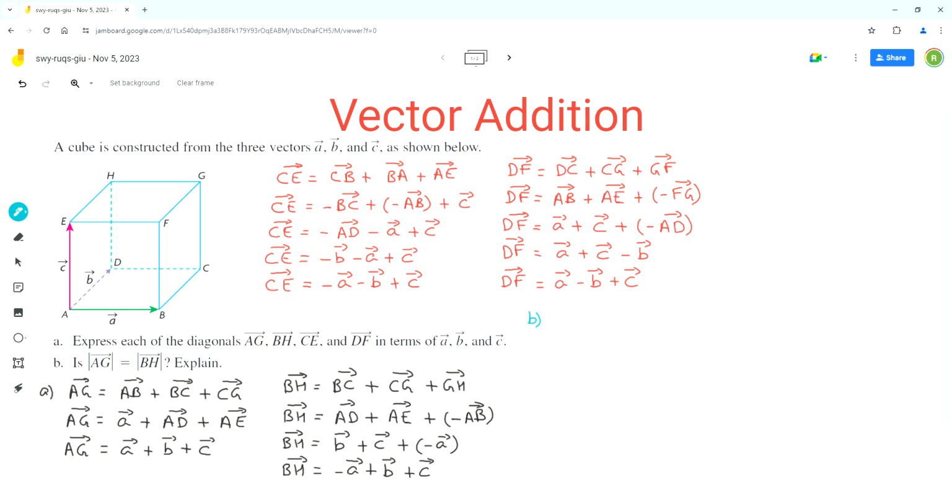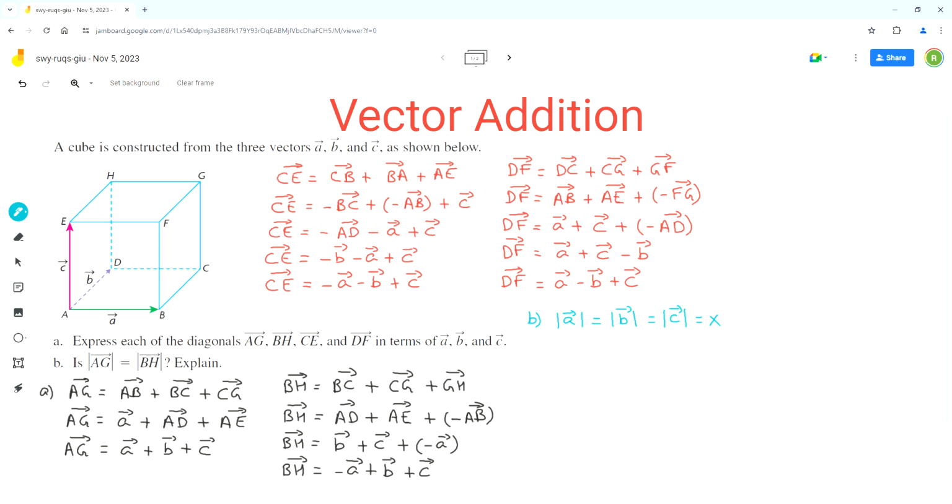Now we are analyzing a cube here, and we know that in a cube all sides are equal in length. So that means the magnitude of vector A is equal to the magnitude of vector B, which is also equal to the magnitude of vector C. And let's assume they all are equal to x.